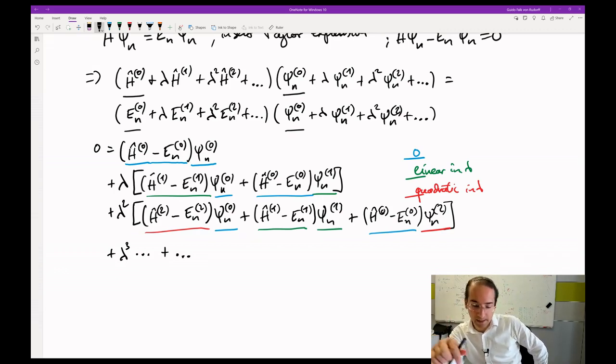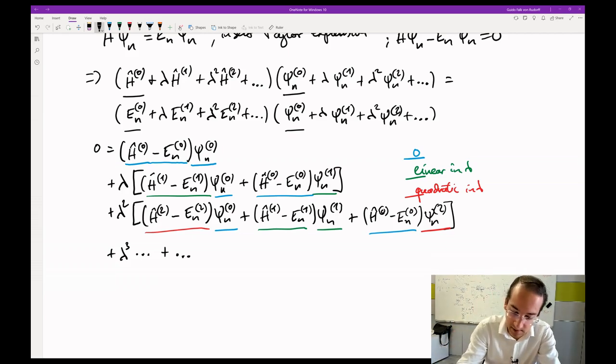Now the trick here is to realize that lambda can vary, lambda can have different values because we can tune this interaction. We can change the interaction to be of any strength, of any magnitude. This means that this expression needs to be satisfied for any value of lambda. And the only way to do that is if not only the sum of all those terms actually is 0, but also if each individual coefficient of lambda is 0.